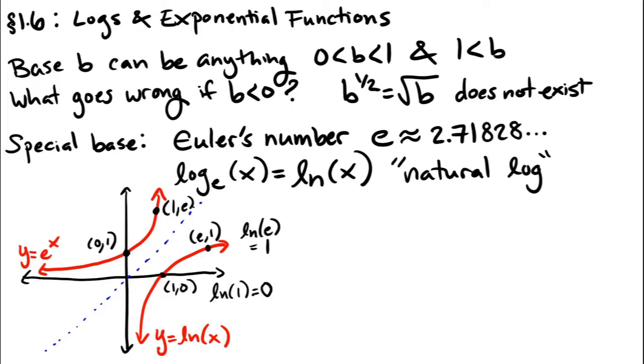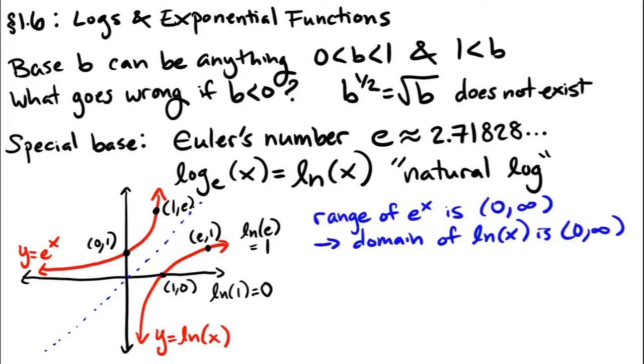E to the x is always positive. The range of the first graph is all the positive numbers. That becomes the domain of ln x, meaning you can't take the natural log of any negative number or of 0. What happens to the natural log of x as x gets close to 0? We get a vertical asymptote.